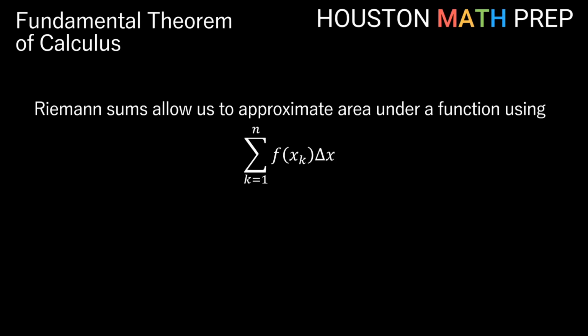We're going to talk about a couple ways in which derivatives and antiderivatives are related to one another. So when we approximate area under a curve, we use what's called a Riemann sum. Sometimes you use a left-hand sum, a right-hand sum. You might use a midpoint sum.